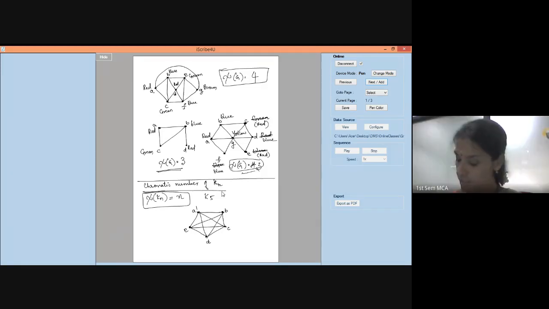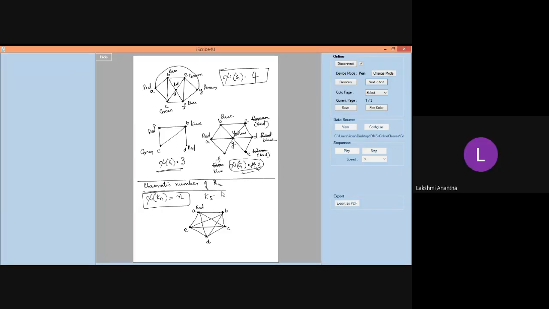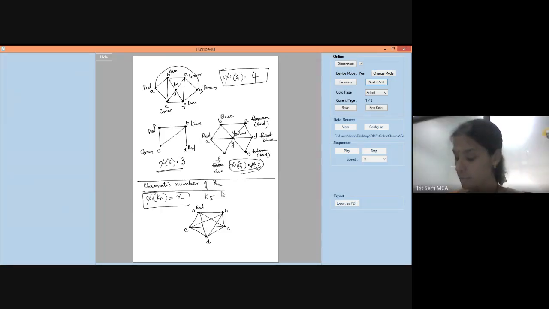5 colors. Red. If I take this vertex A as red, I cannot mark any other vertex as red because A is connected to all the vertices, because it is a complete graph. Again, B I have to give a different color. Once I say blue, no other vertex can be colored as blue because B is connected to every other vertex. Similarly, green, and 4, 5 different colors I require in order to color any complete graph.